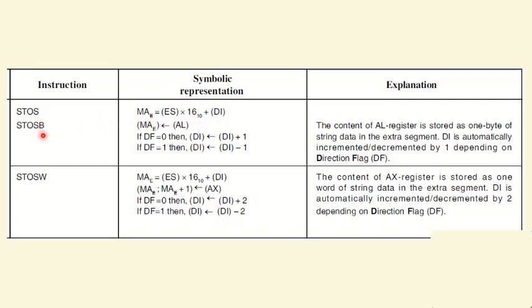Similarly, if we are going to perform the byte string operation, then the content of DI will get updated by +1 or -1 on the basis of DF. And if we are going to perform the word string operation, then the content of DI will get updated by +2 or -2 on the basis of DF. So this is all about the string operations.